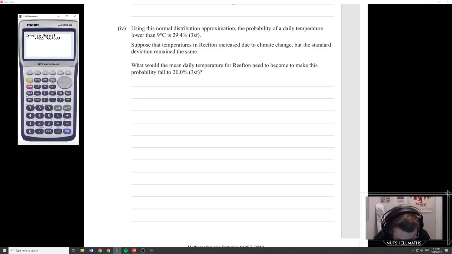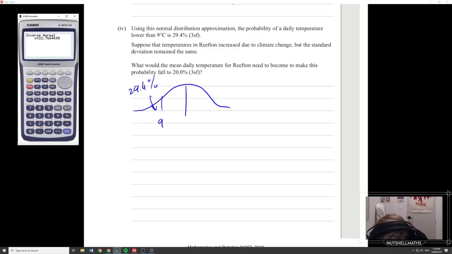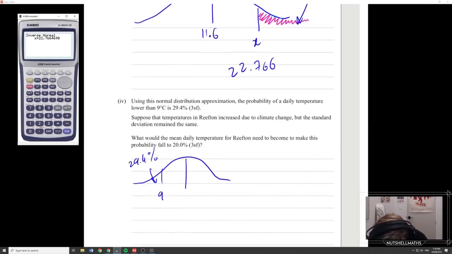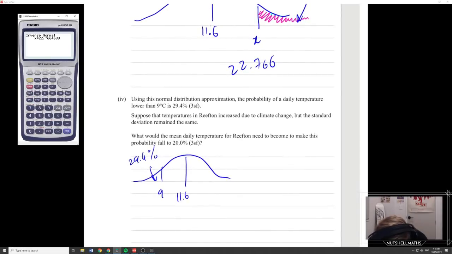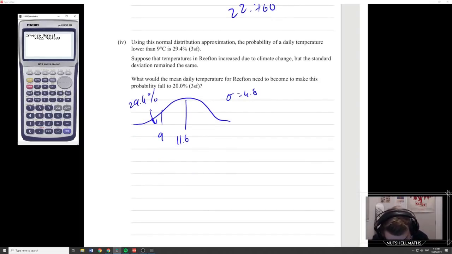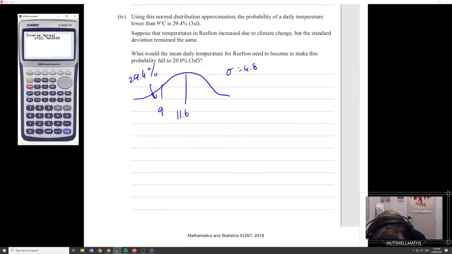So, using this normal distribution approximation, the probability of a daily temperature lower than 9 degrees is 29.4%. Okay, suppose, so that's with a mean of 11.6 and a standard deviation of 4.8. Suppose that everything got hotter, but the standard deviation remained the same. Then what would the mean daily temperature need to become to make this probability 20%?